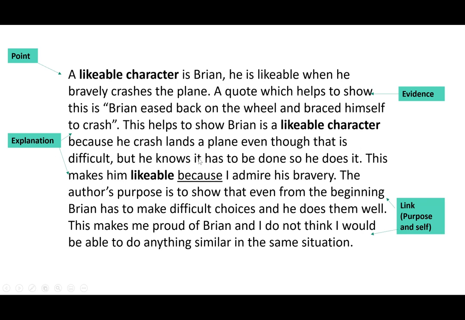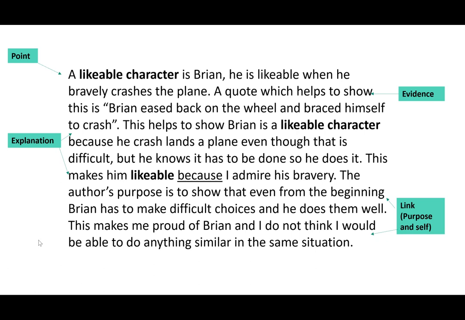So it's just one short sentence there, not the best, but I've got this bit here, so that helps. If I just had this one sentence, it probably wouldn't help. This bit explains the quote as well. So see how that's taken 2 sentences minimum to do a good basic job. Then the link is to the author's purpose and then to myself. So I've done both of those parts of a link there.